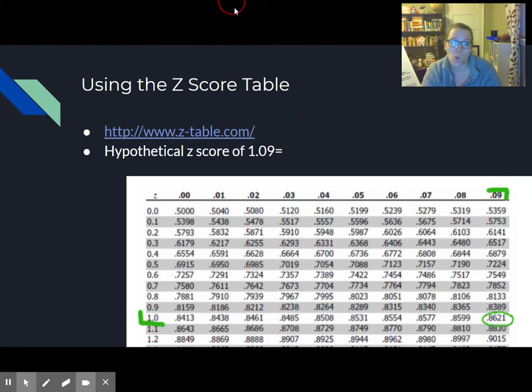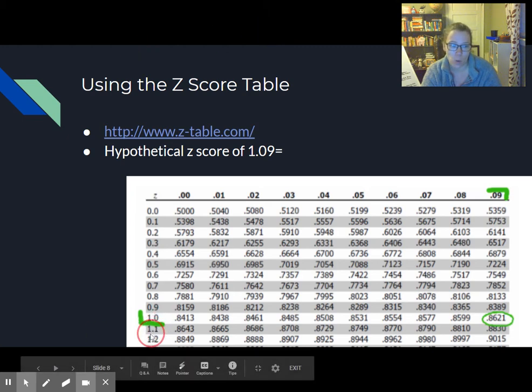If my z-score was 1.19, then I would look right here for 1.1 and then 9 for the hundredths place. So I have a z-score of 1.09, so I'm going to look right here first, and then follow it all the way over until I get to 0.09, which gives me my hypothetical z-score of 1.09. Then it tells me a proportion.